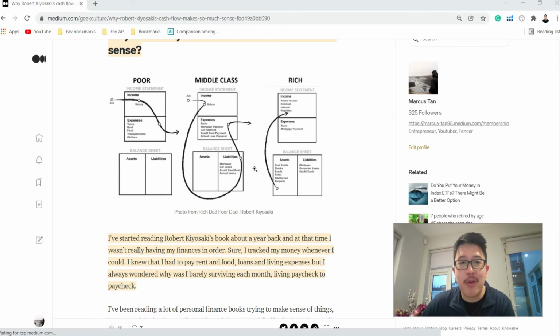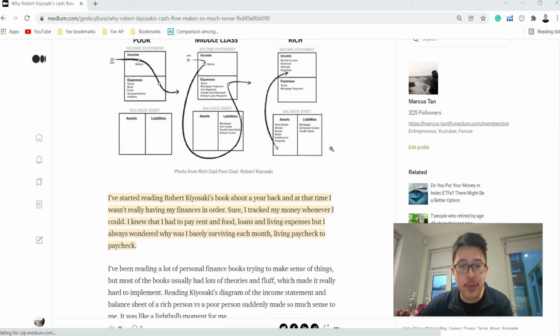This chart is very helpful. That's why when I took this out to write this article, I really want to emphasize that Kiyosaki really opened my mind to see how money moves, and how you can change from being just a middle class person to becoming a richer person if you know how to have control of your money. So this is a form of financial literacy, to make your money work for you.